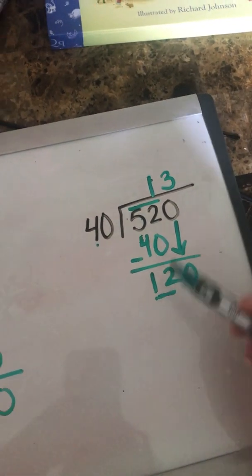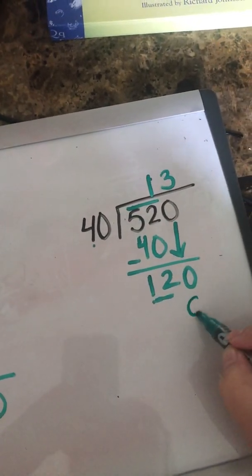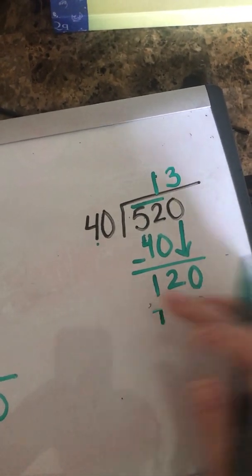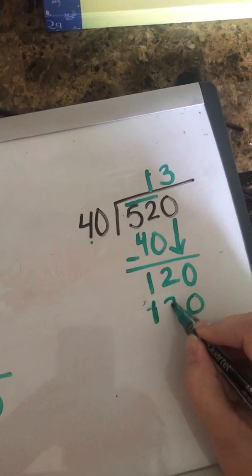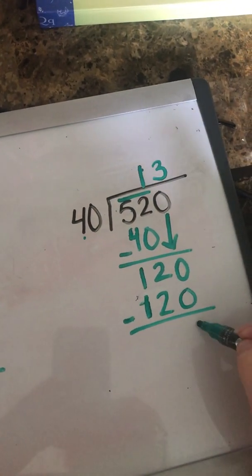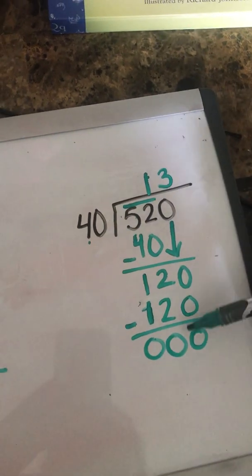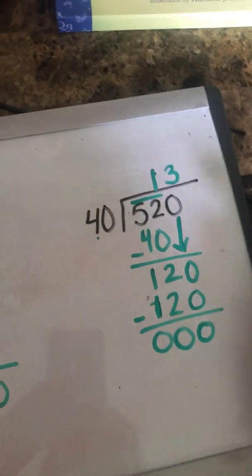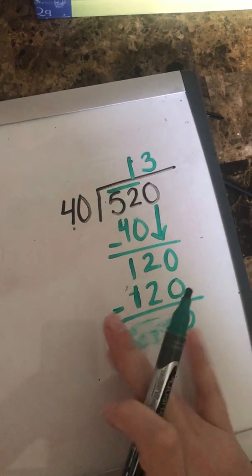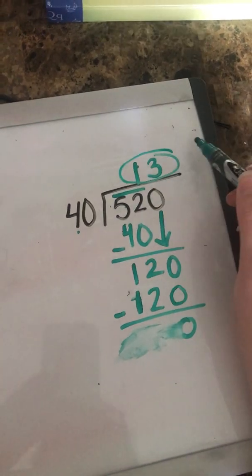And now you can multiply. 3 times 0 is 0. 3 times 4, I'm going to erase that line there, is 12. And now we can subtract. 0 minus 0 is 0. 2 minus 2 is 0. 1 minus 1 is 0. And so we compare. 0 is smaller than 40. You don't need to write all of those. I got a little carried away. We have no remainder. So our answer is 13.